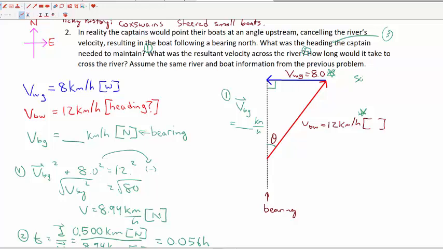So if we look at SOHCAHTOA, if we have our opposite and we have a hypotenuse, that'd be sine. So sine of our angle is equal to our opposite over our hypotenuse. So this would be the inverse sine of that.